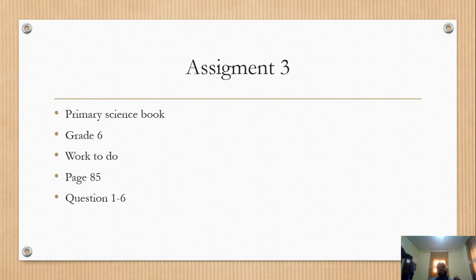So you do this assignment: primary science book, grade 6, work to do, page 85, questions 1 to 6. These are 6 questions, right? Do these 6 questions, please.